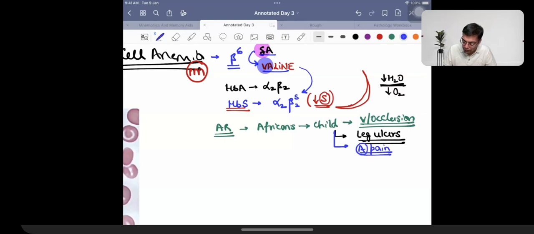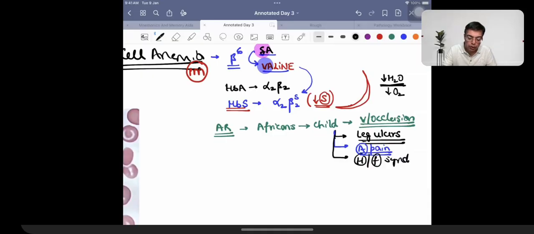A third important complaint of the patient can be swelling of their hands and feet. That's called hand-foot syndrome. The small digits of the hands and feet get swollen. So there is inflammation of the small bones. It is called hand-foot syndrome. The reason for hand-foot syndrome is dactylitis.